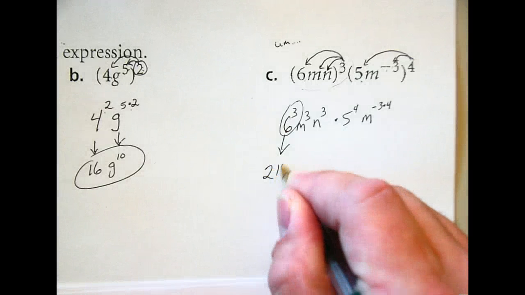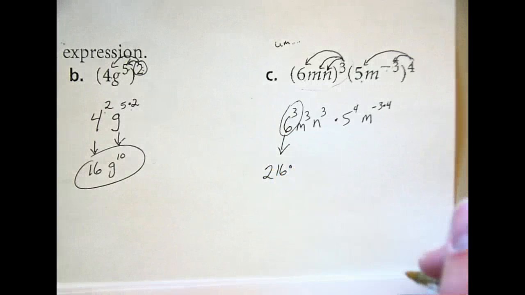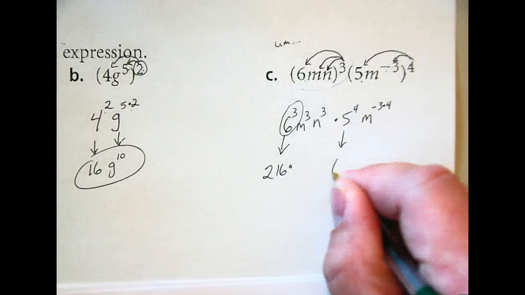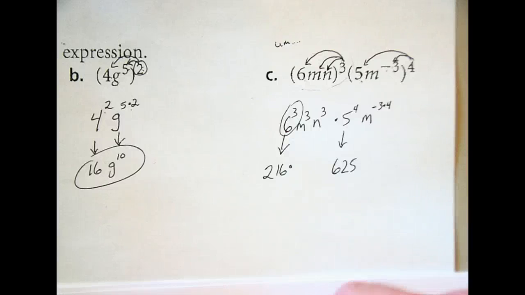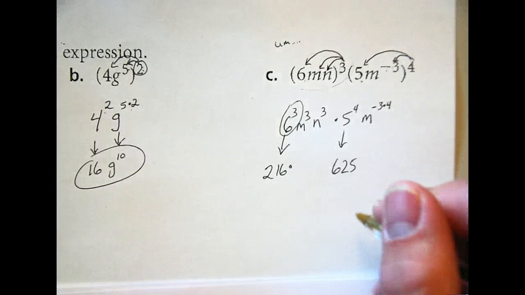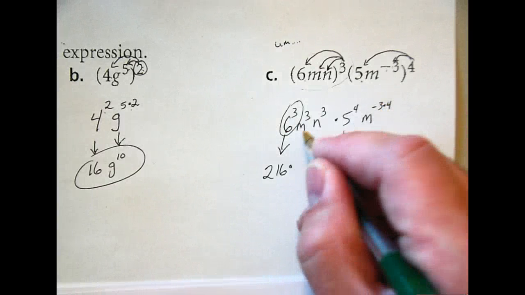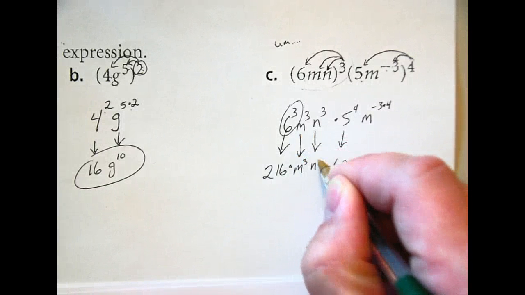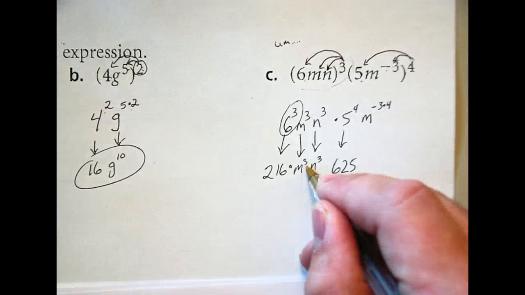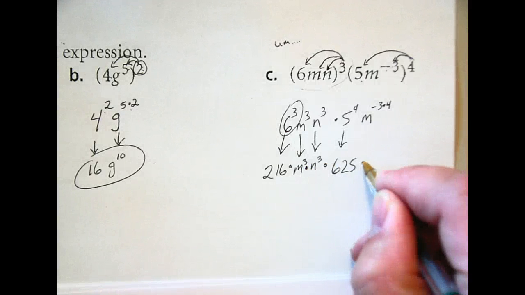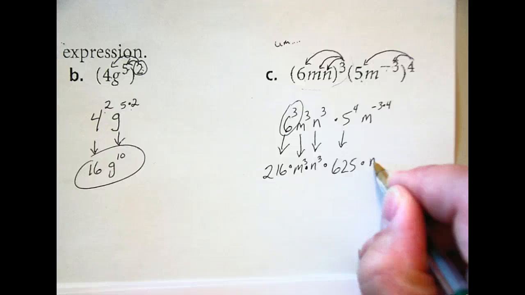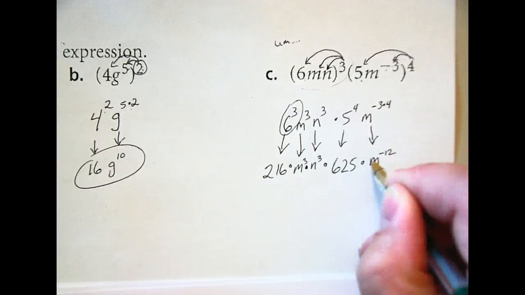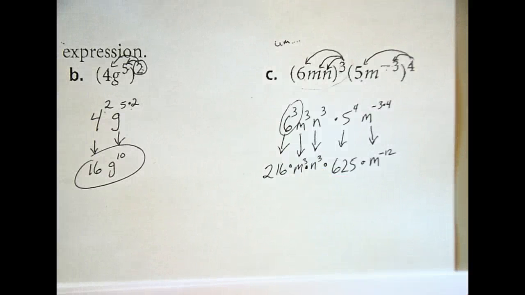216. All right. And then you do 5 to the fourth, which is 625. And then you bring down m to the third and n to the third. And then you do negative 3 times 4. And you get negative 12. Well done. And there are all multiplication signs in between all that. We're almost done.